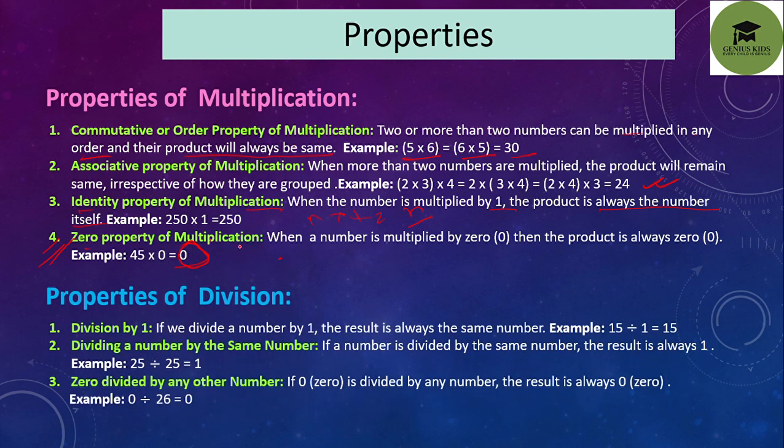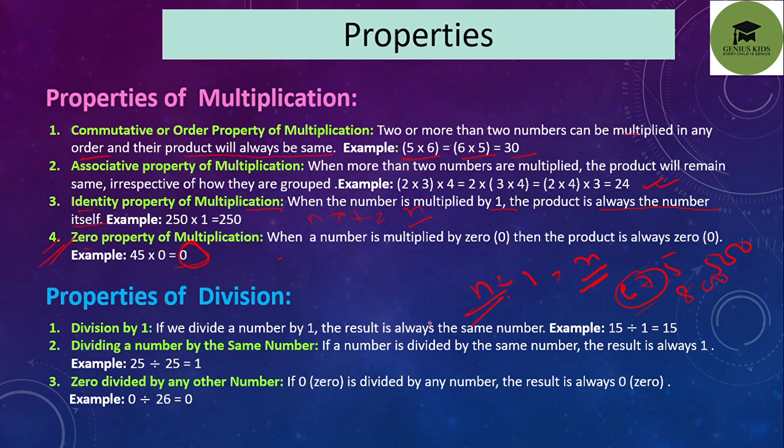Properties of division. Division by 1. Any number divided by 1 will always be that particular number. So if you put 5 or maybe 500 or maybe 800 or maybe 67, any number you put here, you will get that particular number only.